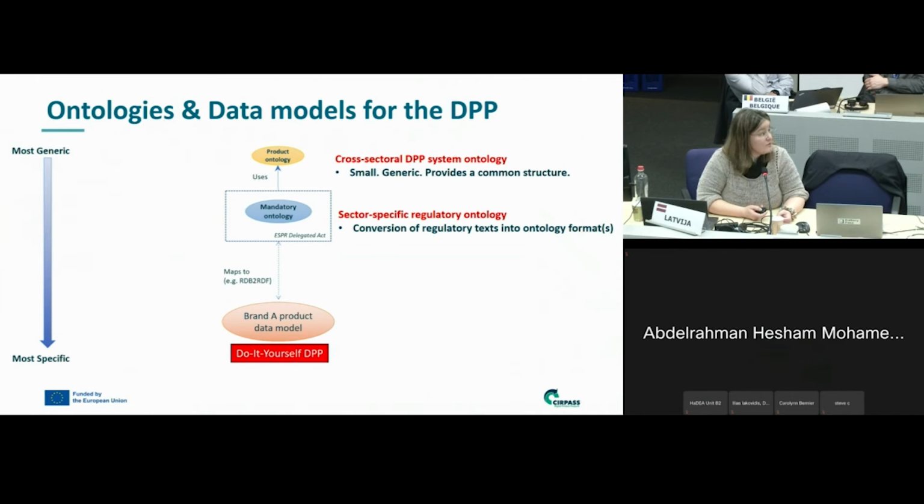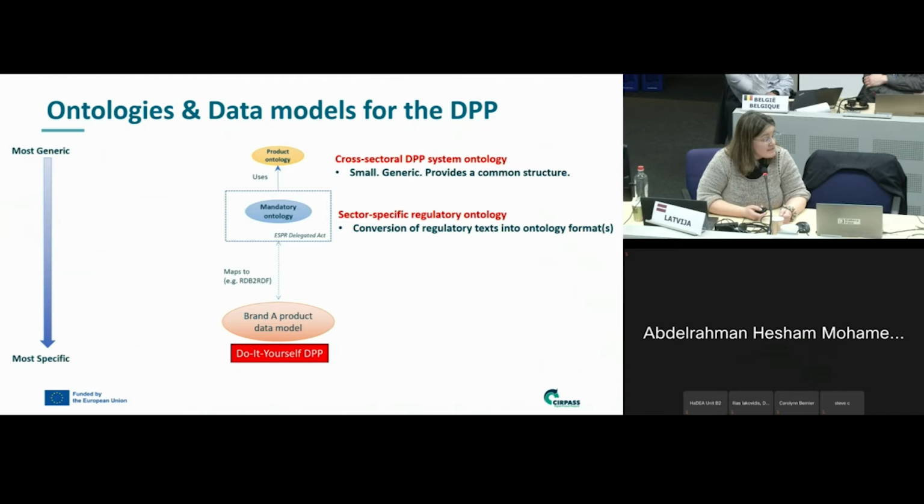Okay, so how does this work for the DPP system? Suppose we have a delegated act of the ESPR that's defining mandatory information points. So this is very sector-specific, for example, batteries. And this regulatory text can be transformed into a machine-readable ontology format, probably by commission services or others.